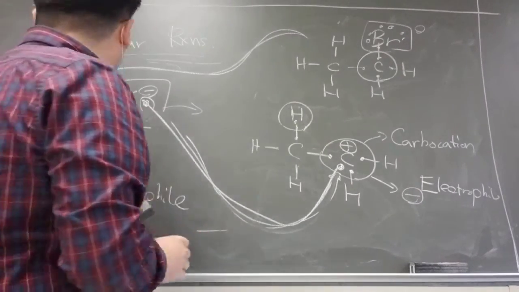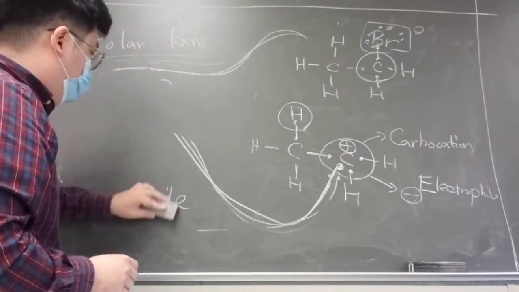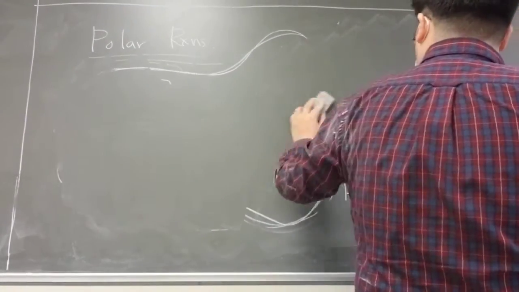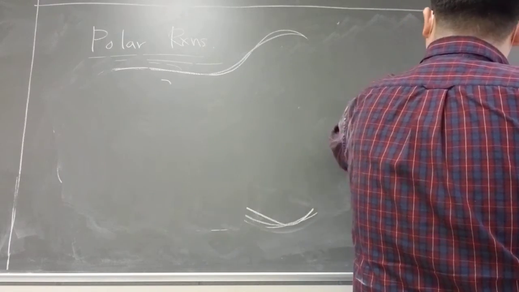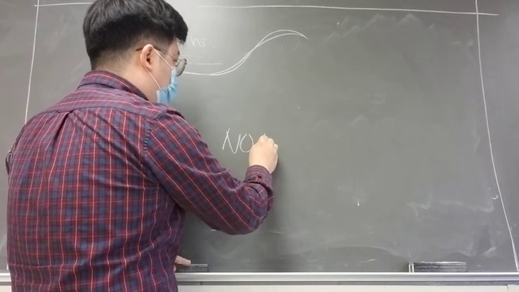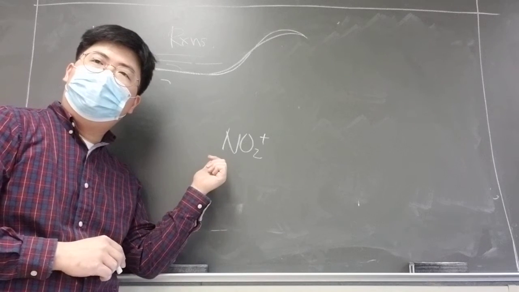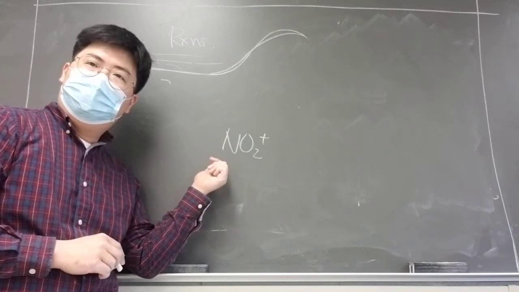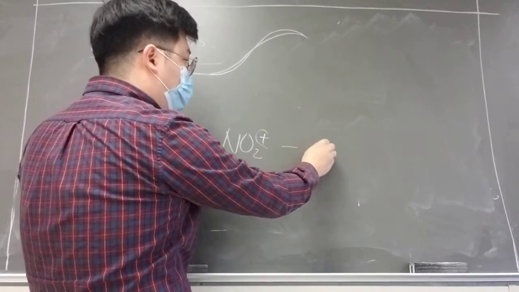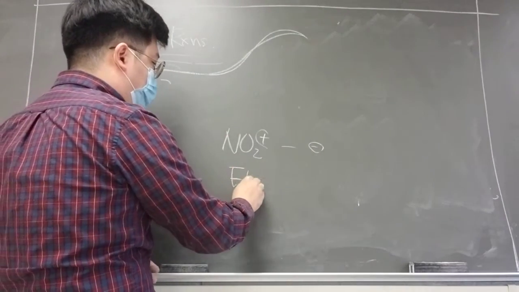Okay. Let me do one more. Let me actually give you one, very brief. If you have nitronium ion, would it be electrophile or nucleophile? This is positive, right? So yeah, perfect. It will look for something negative, right? So they love something that is negative, perfect. So it will be electrophile.